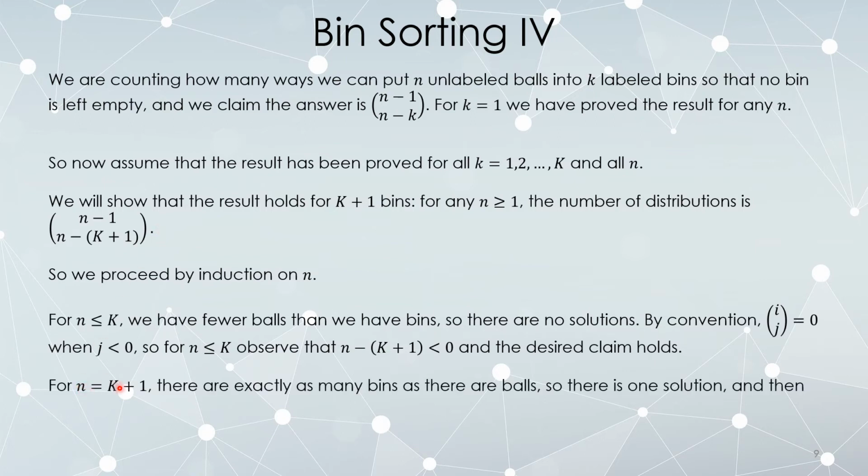What if n happens to be exactly equal to k plus 1? Well, now I have exactly as many bins as there are balls. And since no bin is allowed to be left empty, there is one solution. Place one ball into each bin. Remember, the balls don't have labels, so I don't care which ball goes into which bin. At the end of the day, each bin is going to have a single ball. But if n is equal to k plus 1, then this desired formula will eventually resolve down to k choose 0. And if you compute this through its expansion, k factorial over k factorial times 0 factorial, that's going to be 1. So indeed, if n is equal to capital K plus 1, our formula predicts the correct quantity.